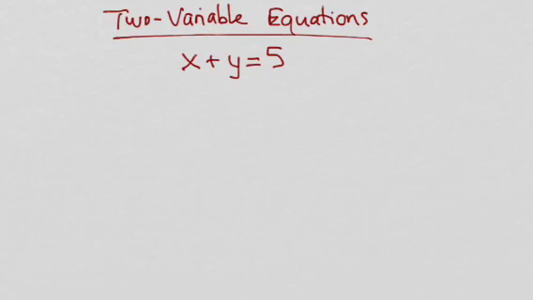Hello. Today we are going to be talking about two variable equations. We'll start by looking at a very simple one, x plus y equals 5. Again, obviously there are two variables here.